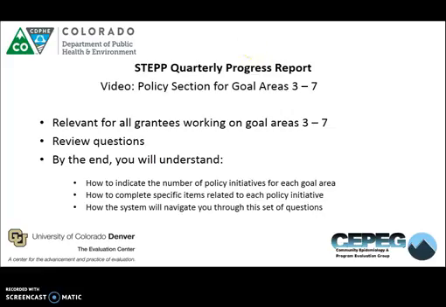This video walked through how to complete the policy sections for goals 3 through 7 of your STEPP Quarterly Progress Report. This video only walked through completing the section for one goal area, but the process would be the same for multiple goal areas. You should now understand how to indicate the number of policy initiatives you are working on, how to complete specific items related to each initiative, and how to navigate through the system.